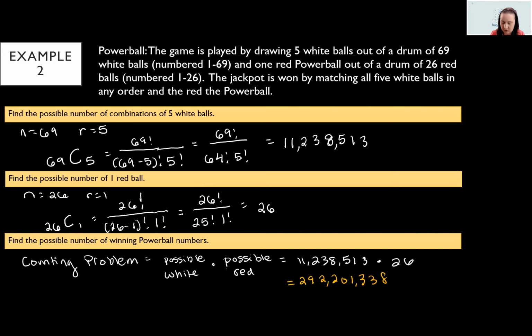We get the number 292,201,338. So that is how many possible combinations of numbers you can get for the Powerball. So if you were to play the Powerball, the probability of winning is 1 out of that many. So it's a very, very small chance of winning, because you would have to match them, 1 out of that many choices. Are there any questions?